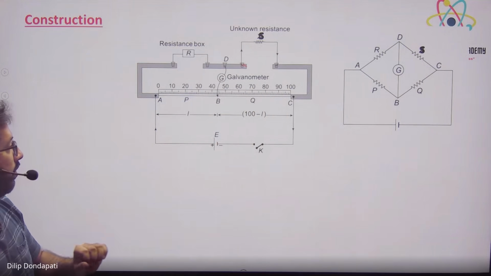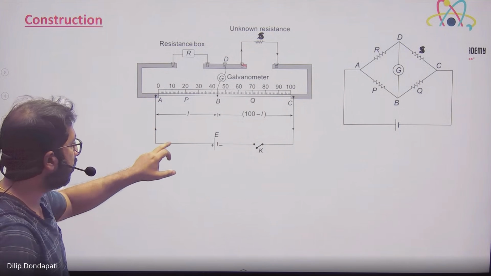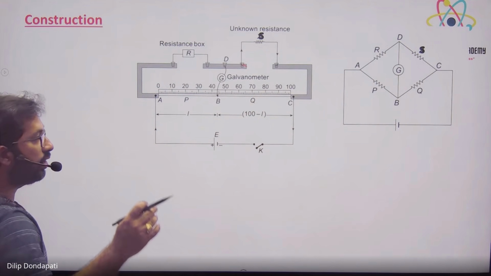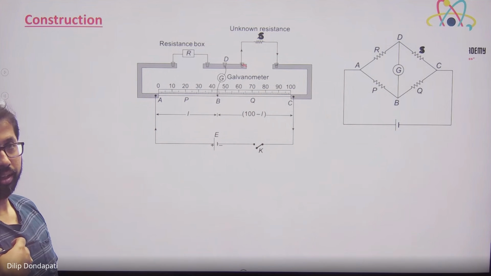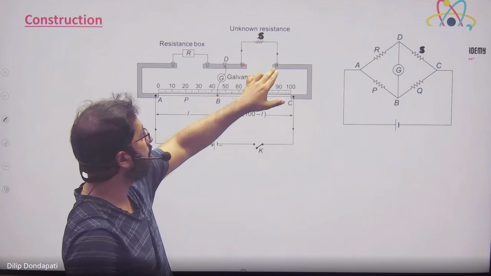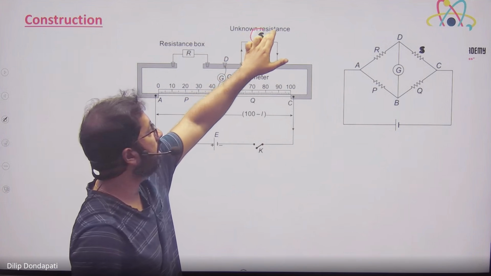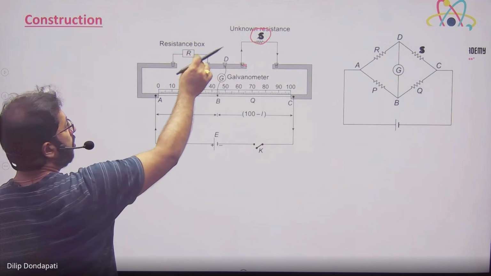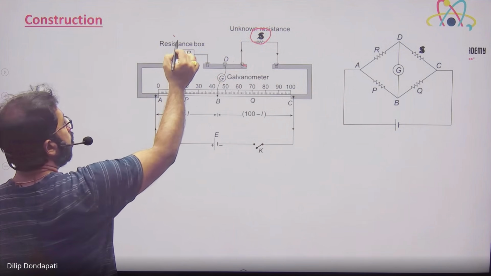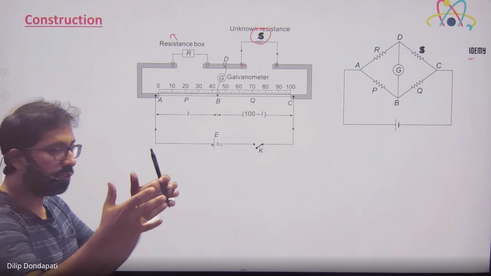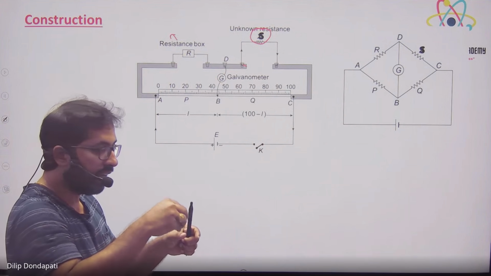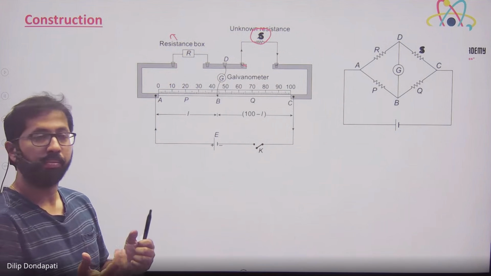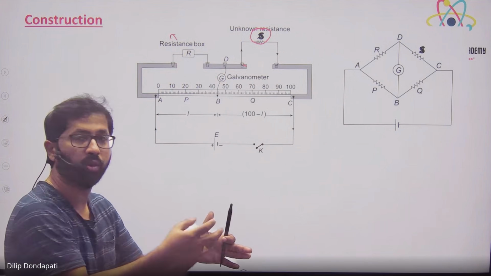Okay. For the 1 meter wire, I connected the copper strips with one cell and one key here. And the unknown resistance, whatever you want to find, I connected here. The unknown resistance is called S. Here there will be a resistance box, meaning no resistance. There will be pins in the resistance box. I can add pins to increase the resistance. I can remove pins to decrease the resistance. But we know exactly what resistance we are adding and what we are removing.